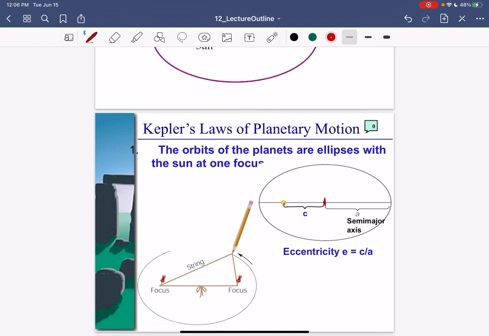There is a number that measures how elliptical the shape is. We call it eccentricity, and that e is c over a. Most of the planetary orbits are not very elliptical. They deviate from being a circle, but the most elliptical is Mercury.